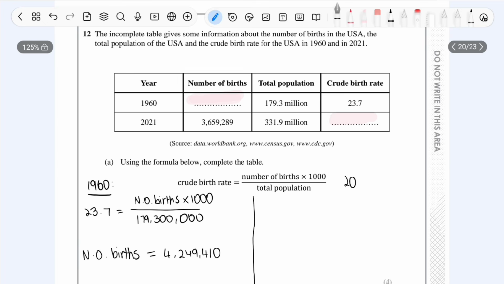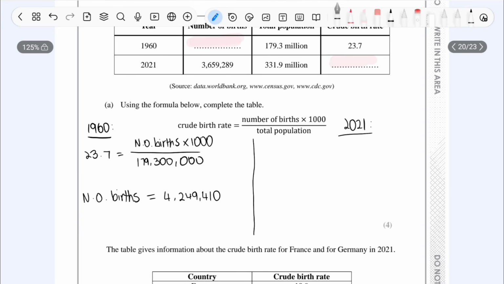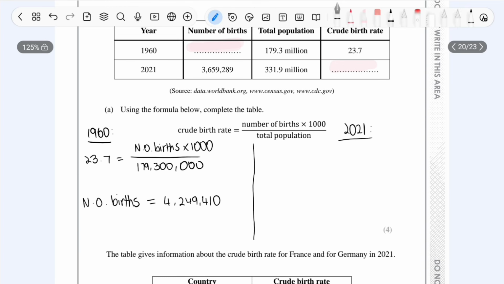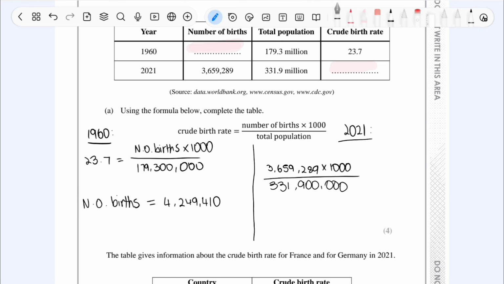For 2021, we don't know the crude birth rate, so we're trying to actually find it. We just plug the numbers in. We do the number of births times the total, times 1,000, divided by the total population. If you type this into the calculator, you get this value. And we'll round it to 3 significant figures.